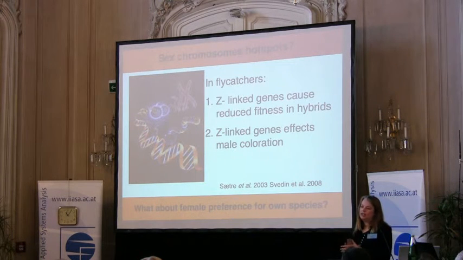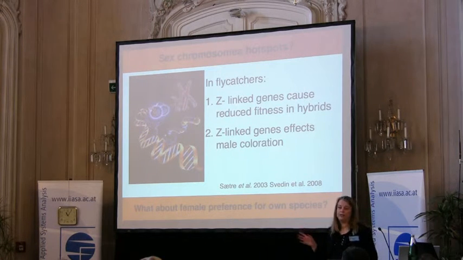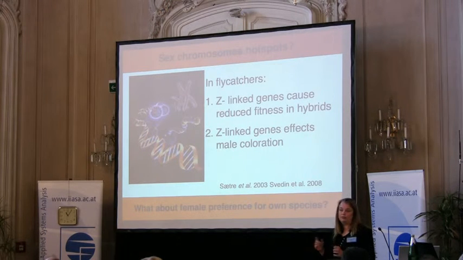Okay, so there are some indications that the Z chromosome, which is the sex chromosome in birds, is a hotspot for speciation genes in the flycatchers. So according to the patterns of genetic incompatibility, there are some Z-linked genes involved. And there are also some Z-linked genes involved that affect male coloration. And that was sort of known from the way backcrosses look.